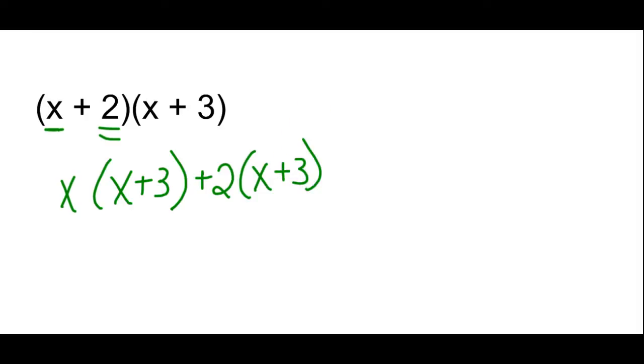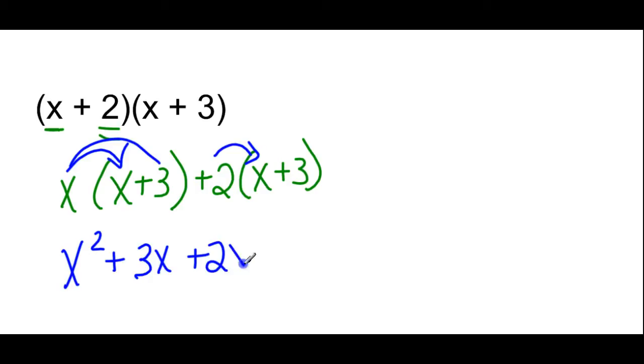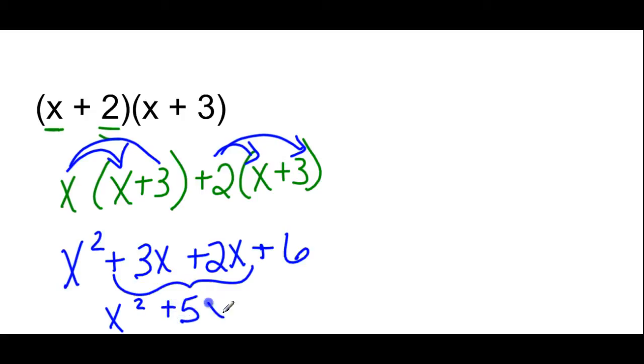And now I do the distributive property twice. X times x is x squared. X times 3 is 3x. 2 times x is 2x. And 2 times 3 is 6. Check to make sure that there aren't any like terms. Well, in this case, there are. They are right here. So this is going to give me x squared plus 5x plus 6.